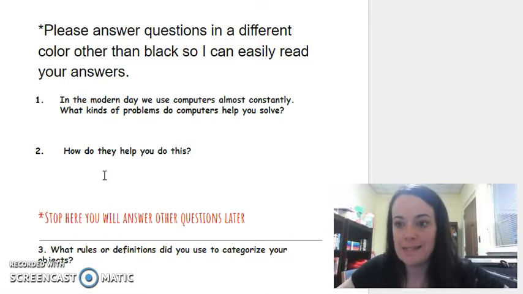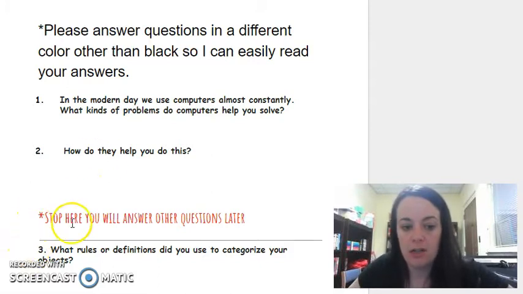Do not click turn in the top right corner until the very end of this. So notice that it says stop here because you will answer the other questions later. So stop here. Don't answer the other ones until later. So go ahead and pause this video and answer these questions and then hit play again.